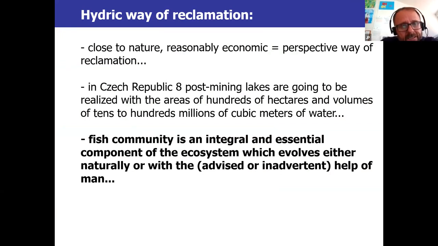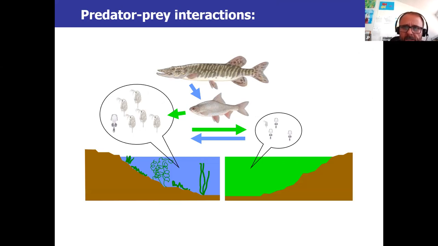What is very important is that the fish community will be an integral and essential component of these ecosystems, and it will evolve either naturally or with the help of men. And this help can be advised or inadvertent. What is very important is that, based on biomass and species composition, the fish community that evolves can have a positive or negative effect on water quality, by accelerating or decelerating the natural processes of eutrophication.